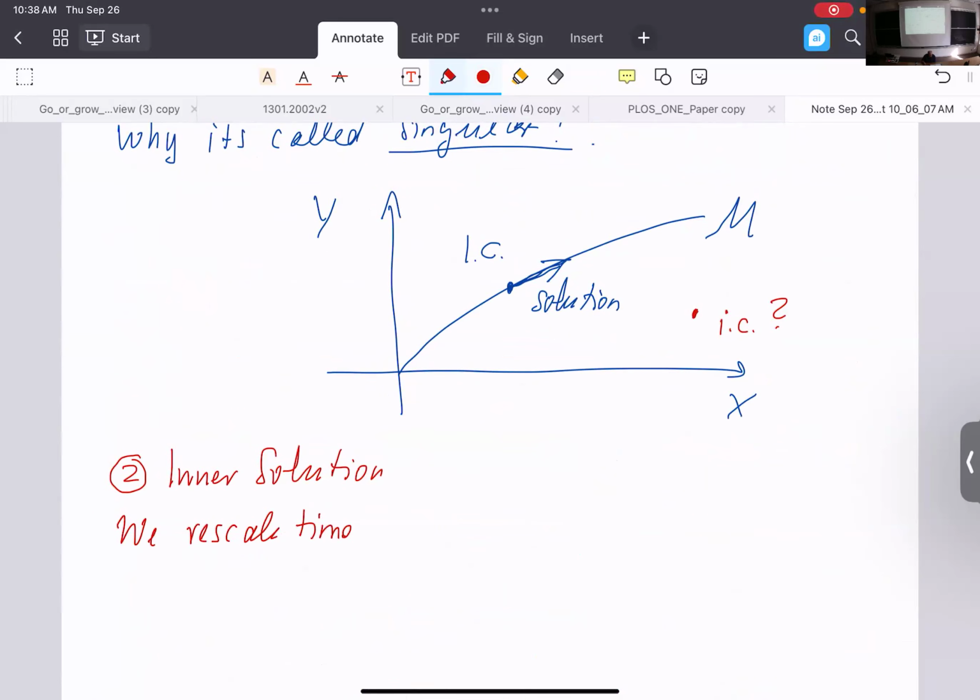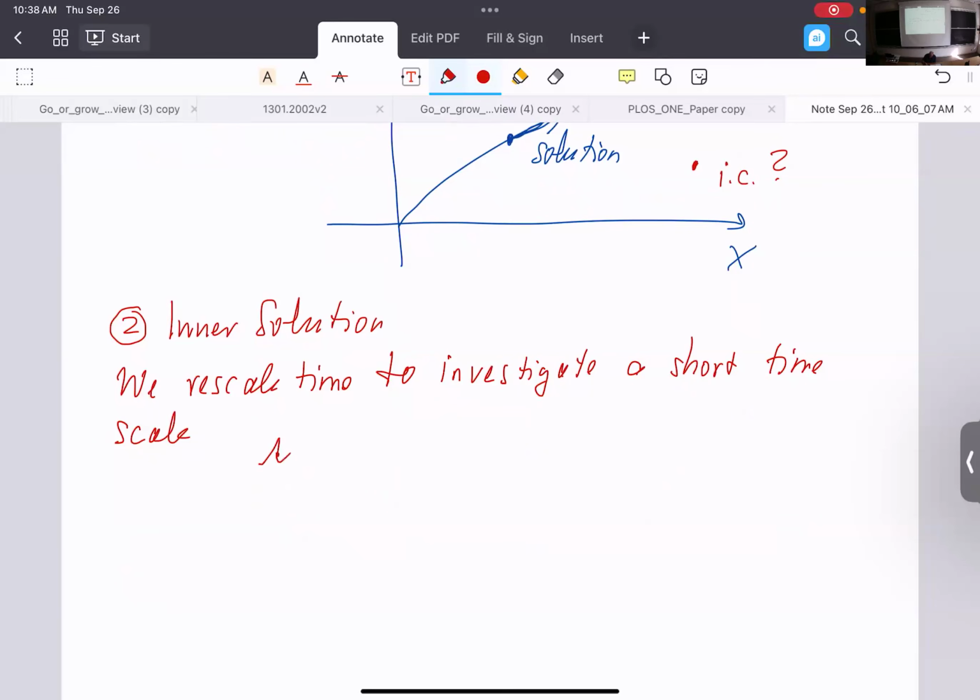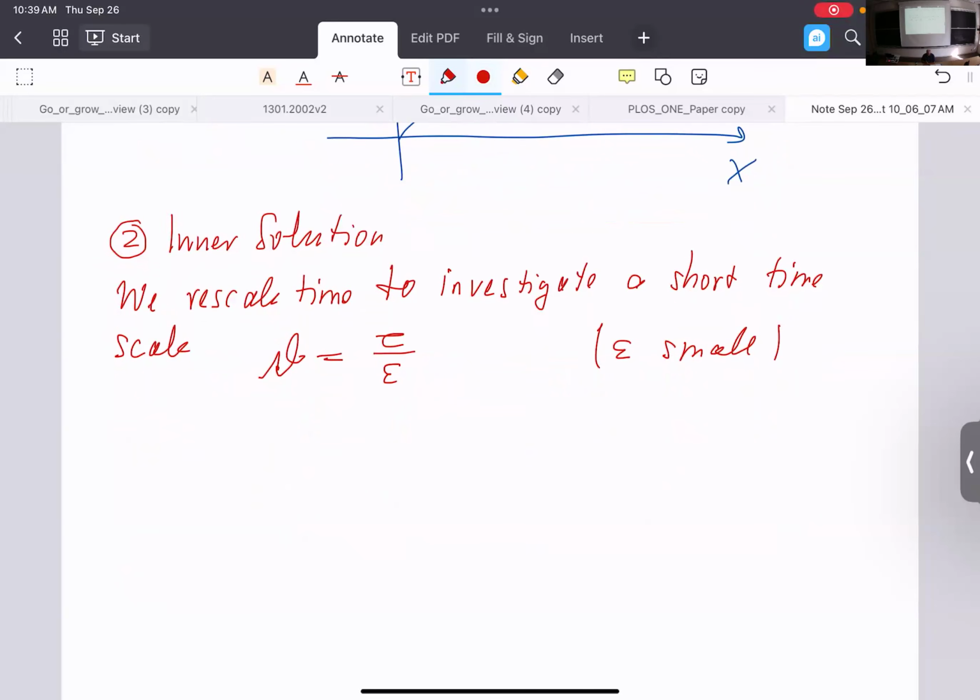Rescale time to investigate a short time scale, meaning close to the initial condition. Short time scale. And I call this new time scale theta to be tau divided by epsilon. And remember, epsilon was small. So there's always confusion about why theta is called small. No, what is it called? Short time scale. And tau is called the large time scale.